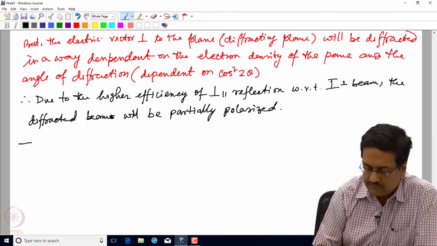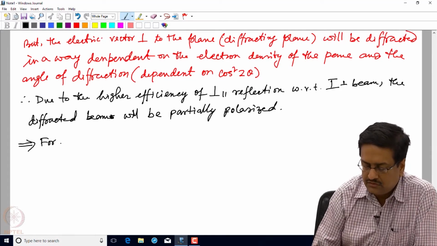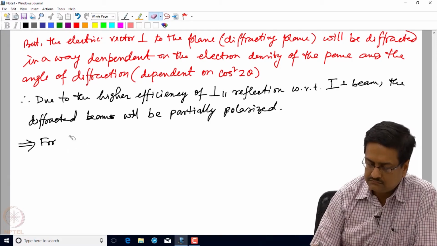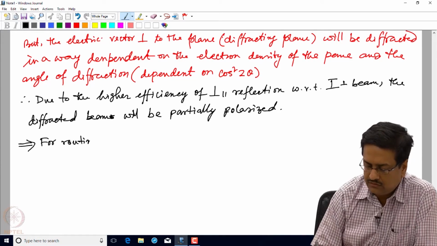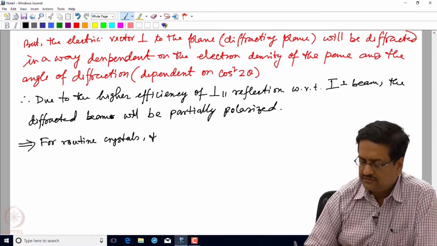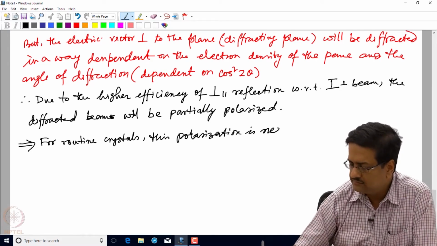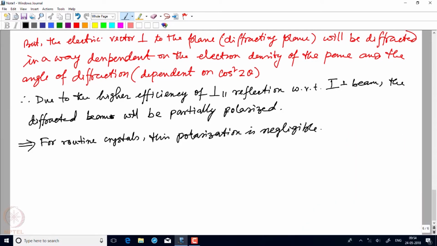But in general, for routine crystals, this polarization is negligible, and hence is not corrected for.